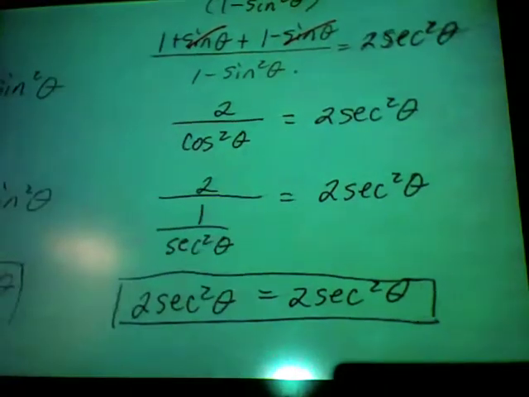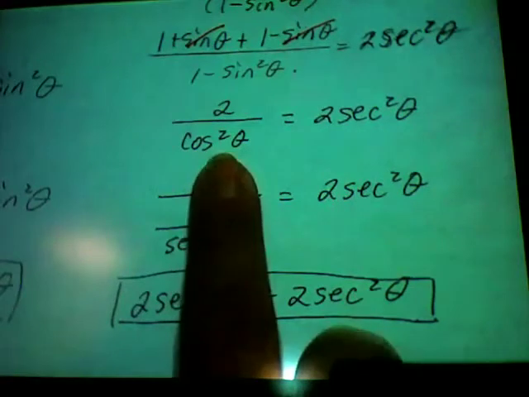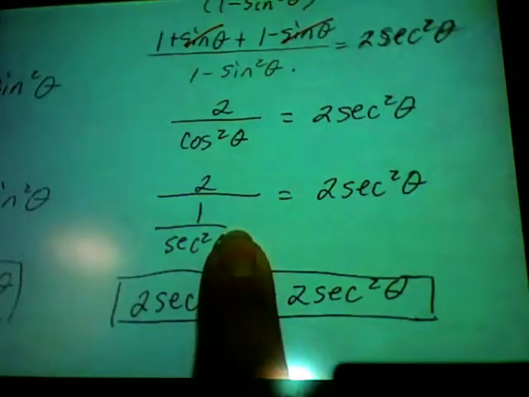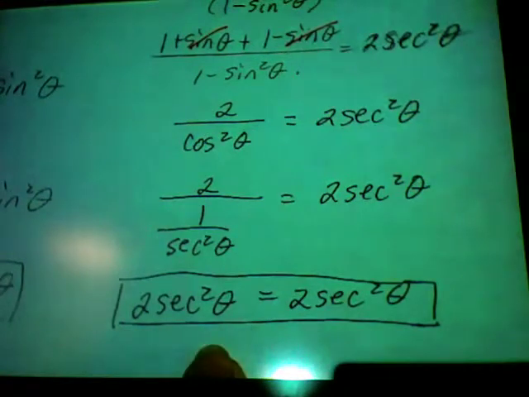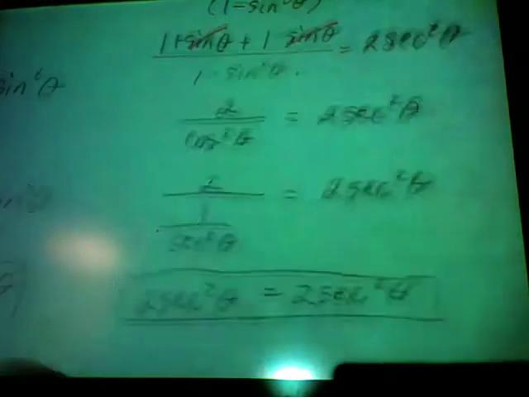Yeah, so this multiplied by the reciprocal of this would be secant squared over 1, right? So that's how I ended up with that. Does that make sense? Okay. All right, so let's flip it.